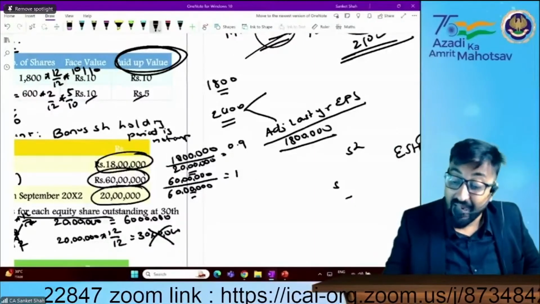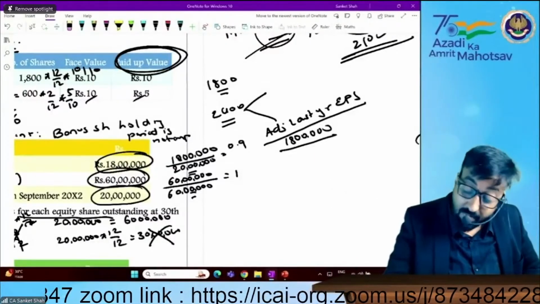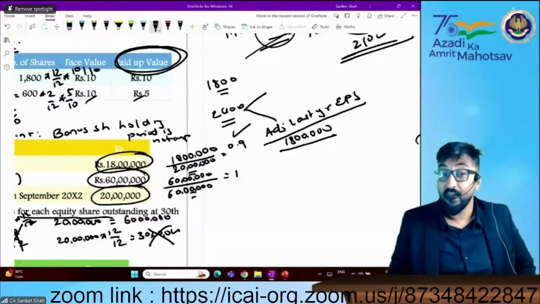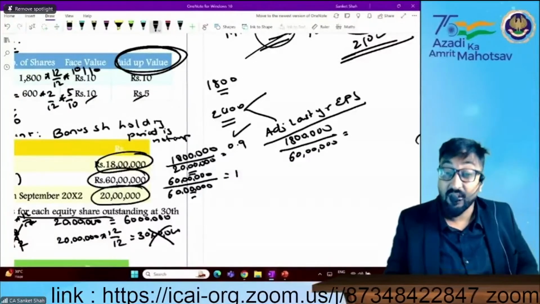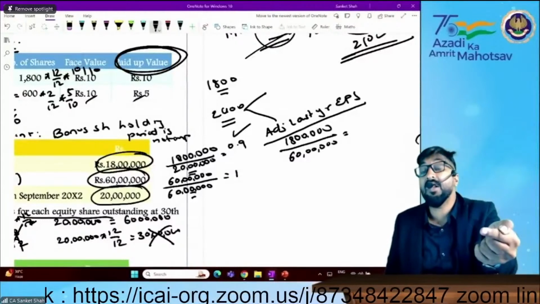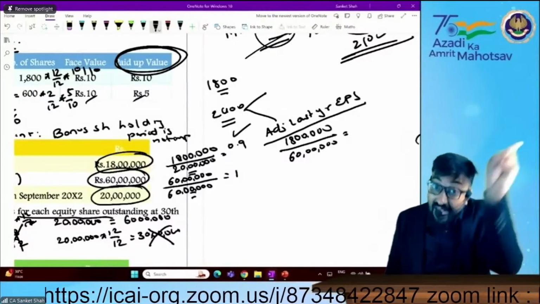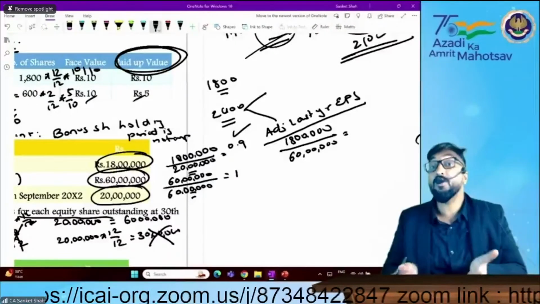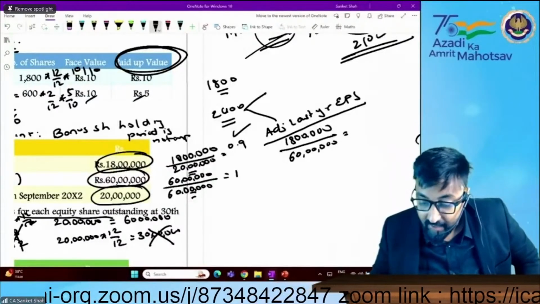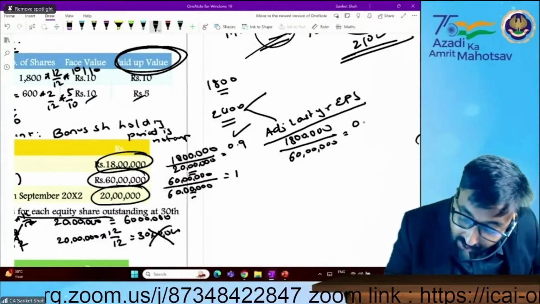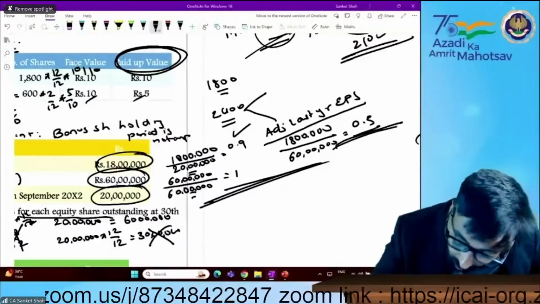So 18 lakhs, don't divide by, you have to show 0.9 also. But you also have to show adjusted EPS 60 lakhs. What will you write? Adjusted last year EPS. So adjusted EPS, which year? Last year. Why? Because to make it comparable. 1800 divided by 6000, you will compare. Now this is comparable, 0.3 and 1.